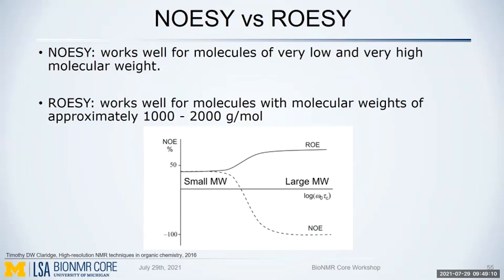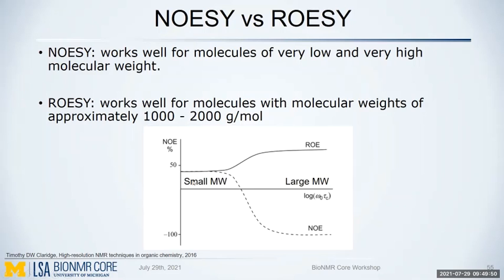And as I said here, there are 2 types of experiments for space correlation, that is NOESY and ROESY. They can be used in different conditions. NOESY works well for molecules of very low and very high molecular weight, while ROESY works well for molecules with intermediate molecular weight, usually around 1,000 to 2,000 grams per mole. And this is because the percentage of NOE, or here you can view it as the intensity of your cross peak in your NOESY spectrum, depends on the molecular weight of the sample.